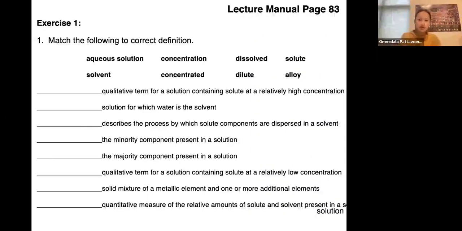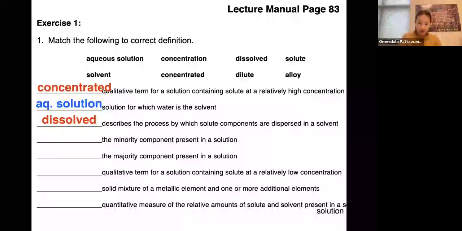The qualitative term for a solution containing solute at a relatively high concentration is concentrated solution. A solution for which water is the solvent is what we refer to as an aqueous solution. Dissolved is the term that describes the process by which solute components are dispersed in a solvent. The minority component present in the solution is the solute, and the majority component is the solvent. So the solute is the minor part, and the solvent is the major part.